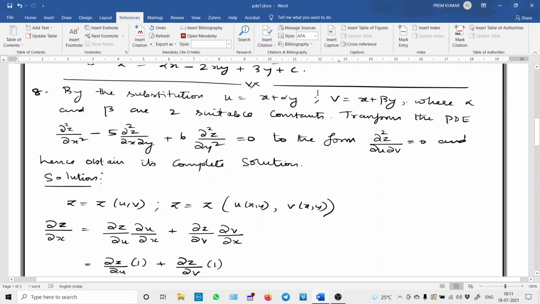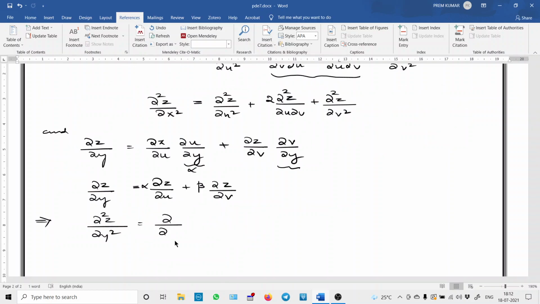Now differentiating the above with respect to y again. ∂²z/∂y² equals ∂/∂y of this term, alpha into ∂z/∂u plus beta into ∂z/∂v.